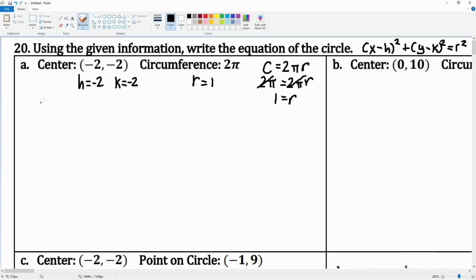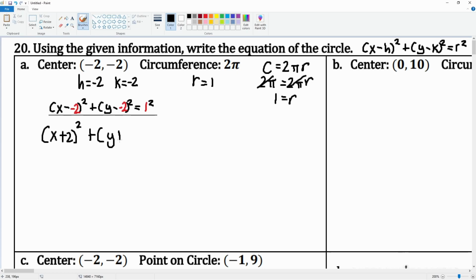Okay, so now we can just plug it in. Here is our equation from before. We remove that h and plug in our h, which is -2. We remove that k and substitute in our k, which is -2. We remove the r and substitute the 1 in for the r. Now we can simplify. x minus -2 is just x plus 2, and we square that. y minus -2 is y plus 2, squared, equals 1. That is your equation of a circle.